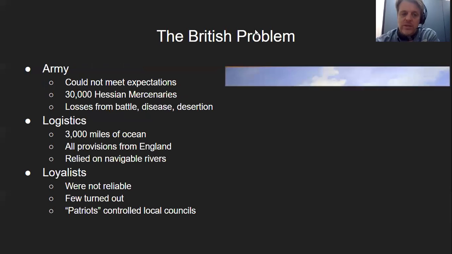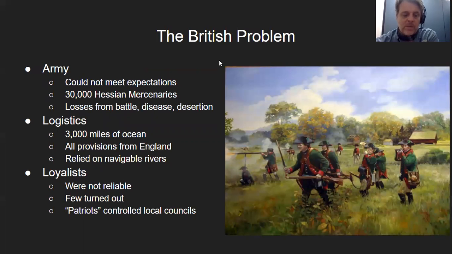All right, next, the problems that the British had. The army could not meet expectations. The army was engaged elsewhere. The American Revolution was kind of a sideshow for the Brits. So they hired 30,000 Hessian mercenaries. These are green coats. These are the German mercenaries, soldiers for hire.